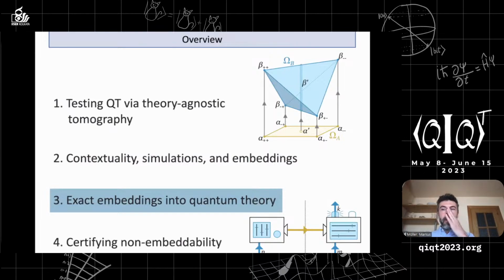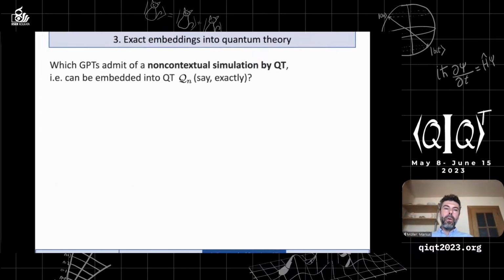Now, what can we say about embeddings into quantum theory? In the end, we want to test quantum theory experimentally. So we get some data, some experimental GPT, and then we want to ask, does it have an embedding into quantum theory, yes or no? That's an interesting question to ask. So which general probabilistic theories actually admit a non-contextual simulation by quantum theory? So it can be embedded into some n-level quantum system, for example, exactly.